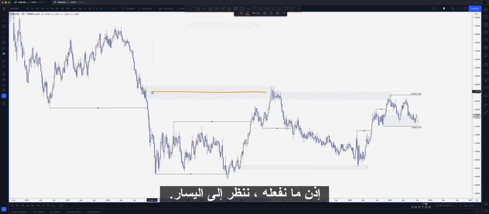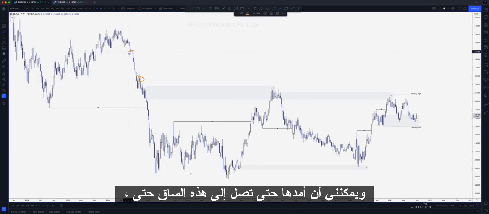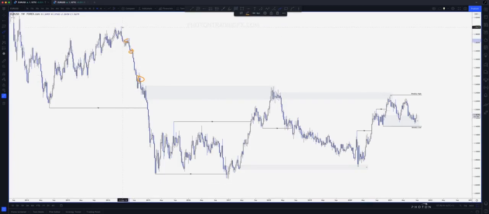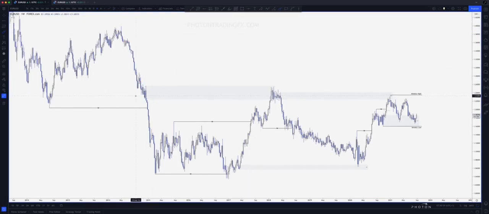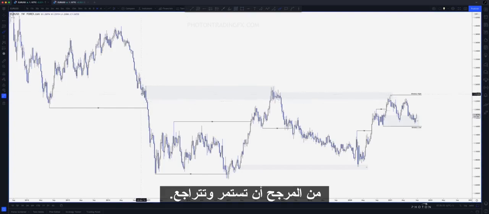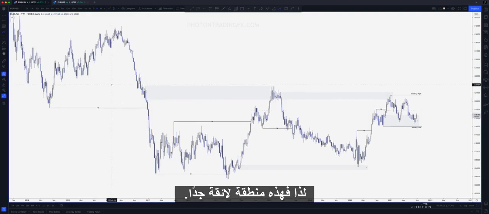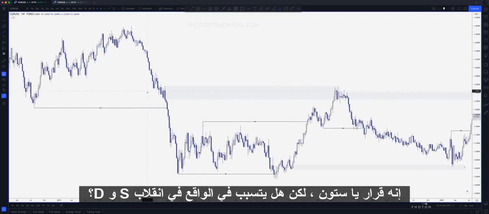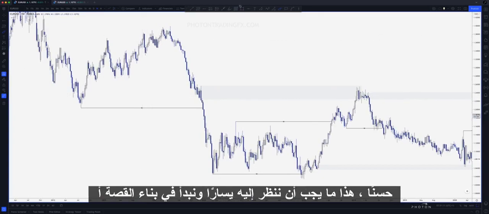So what do we do? We look left and we look at potential supply zones. Now there can be supply all the way up this leg, all the way up to pretty much this swing high here. So how can we increase the probability of knowing which one is likely to hold and have a pullback? Well, this is the last buy before the sell that actually led to that previous break of structure, so that's a pretty decent zone. It is the decisional zone, but does it actually cause an S&D flip? Well, this is where we have to look left and start to build the story a little bit.